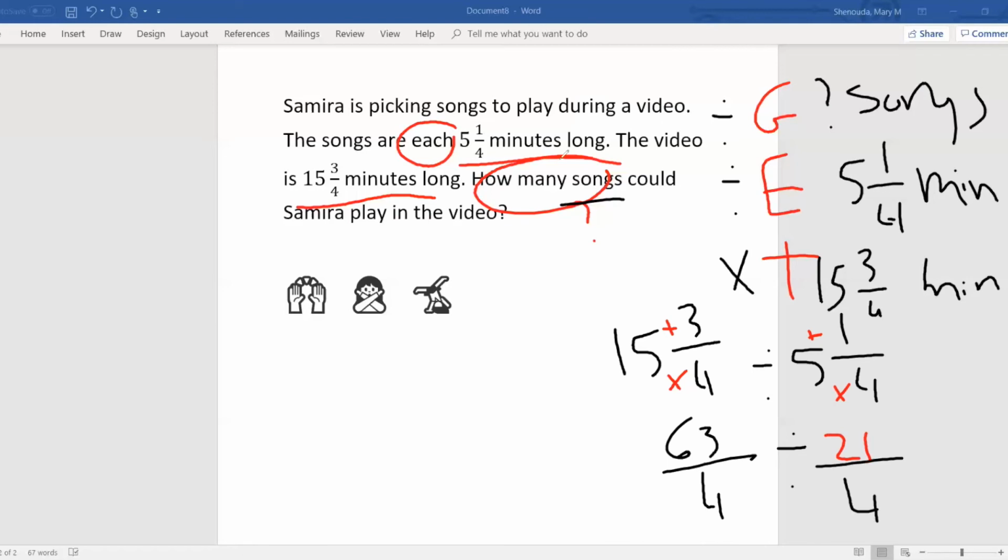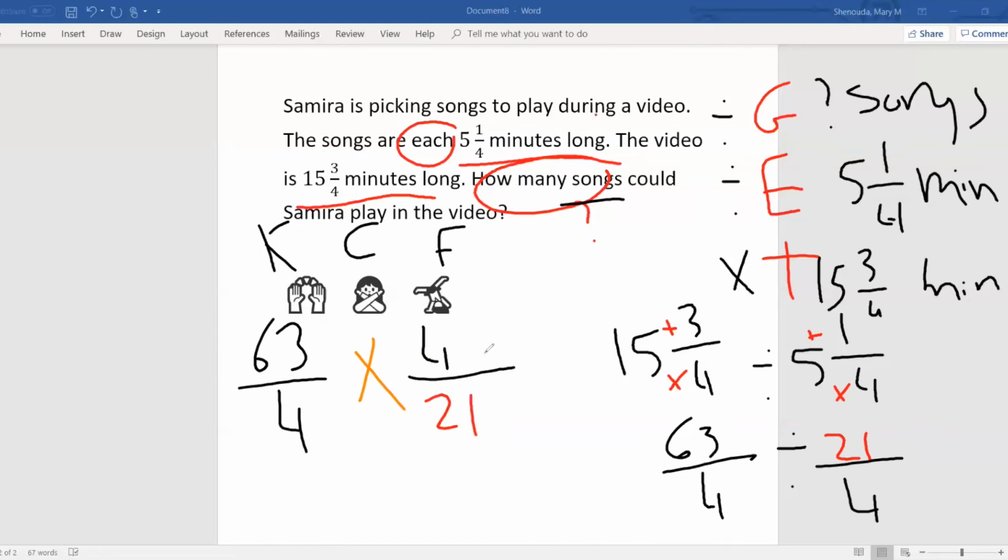Now that I have my answer in the fraction form, to divide fractions, I am going to use the strategy KCF, keep, change, flip. We're going to keep this first fraction. We're going to change the division into multiplication, and we're going to flip the second fraction. Now multiply the numerators together and the denominators together and simplify at the end.